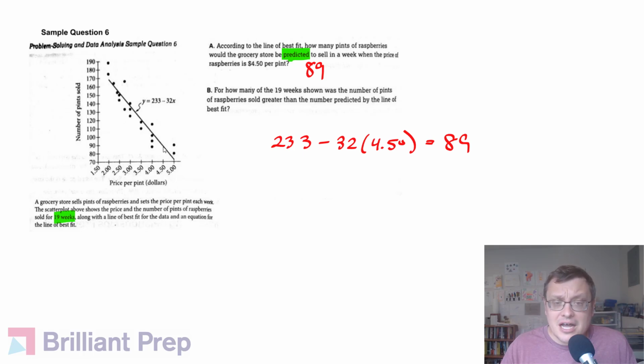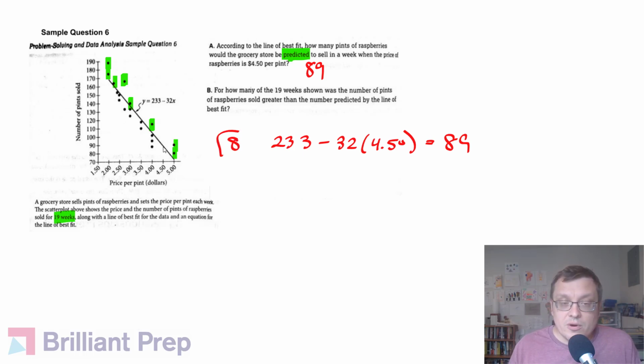For how many of these dots is the actual number of pints sold greater than the predicted is essentially what the question is asking. So we just need to look at our scatter plot and see how many dots are above the line. So it's 1, 2, 3, 4, 5, 6, 7, 8. So it looks like it should be 8, and that would be our answer.